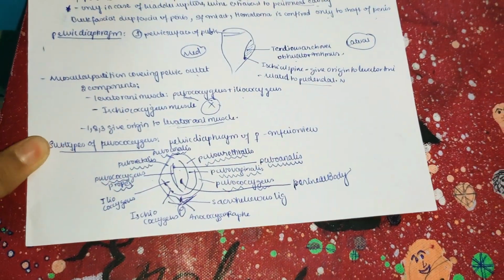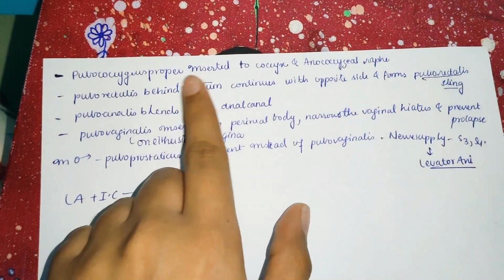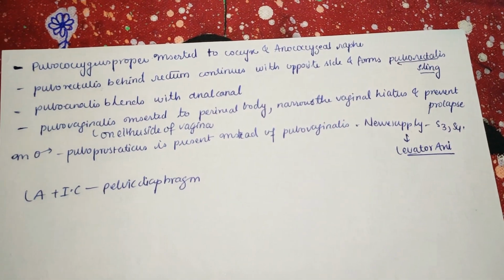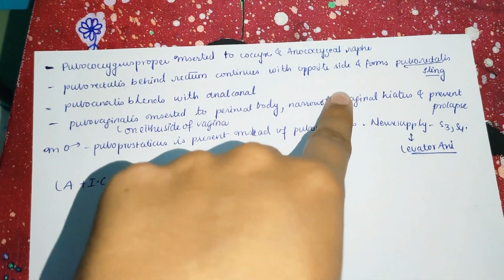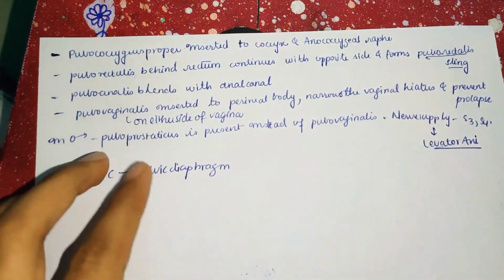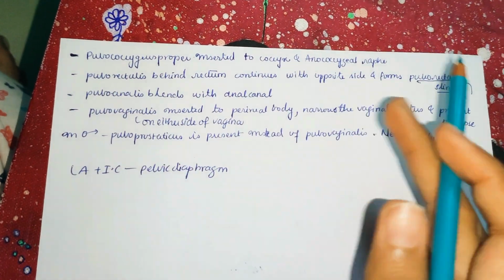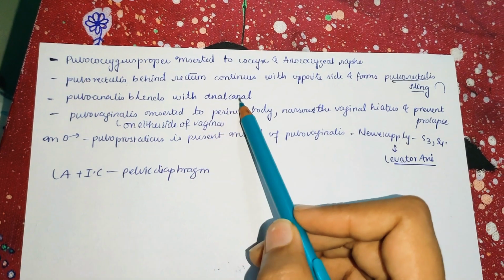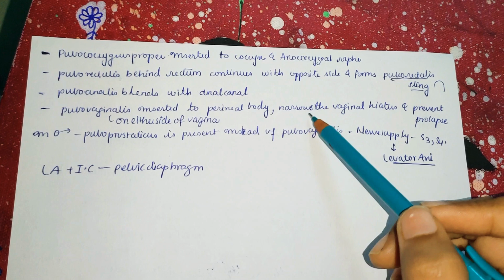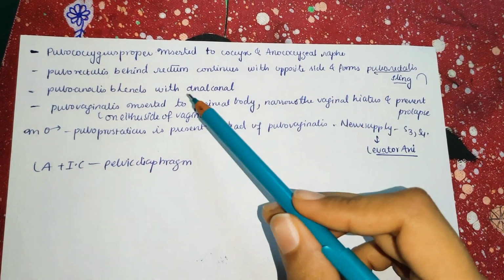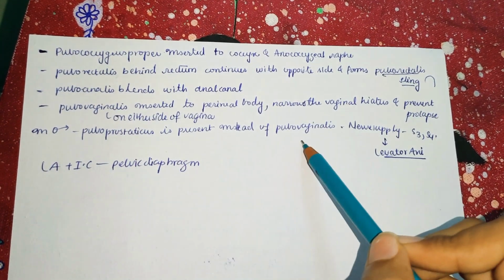Okay, so let us see some features about it. Pubococcygeus proper is inserted to the coccyx and anococcygeal raphe. Puborectalis is behind the rectum, continues with the opposite side and forms the puborectalis sling. Actually this puborectalis sling will be like this, an inverted U shape. Puboanalis blends with the anal canal. Pubovaginalis is inserted to the perineal body, narrows the vaginal hiatus and prevents prolapse on either side of the vagina. In male, puboprostaticus is present instead of pubovaginalis.